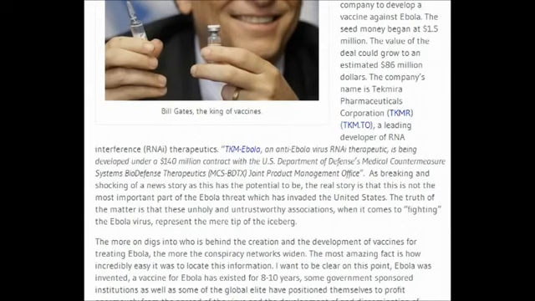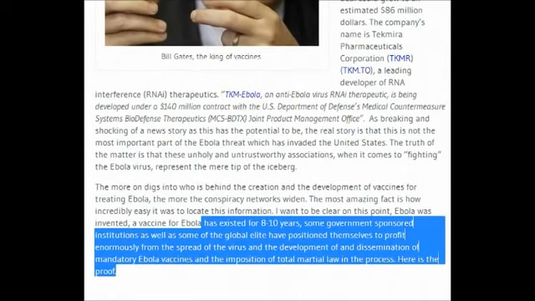As breaking and shocking of a news story as this has potential to be, the real story is that this is not the most important part of the Ebola threat which has invaded the U.S. The truth of the matter is that these unholy and untrustworthy associations when it comes to fighting the Ebola virus represent the mere tip of the iceberg. Some government-sponsored institutions, as well as some of the global elite, have positioned themselves to profit, because remember, it's about the money, and they're going to profit from this enormously, from the spread of the virus and the development of and dissemination of mandatory Ebola vaccinations and the imposition of total martial law in the process.